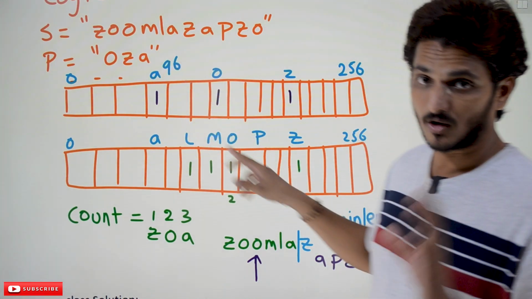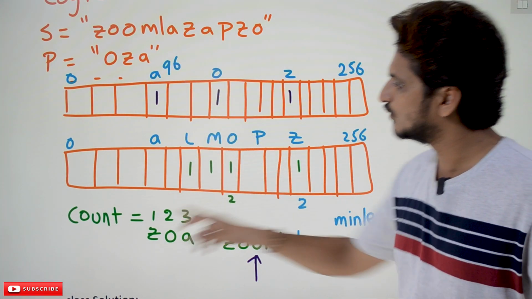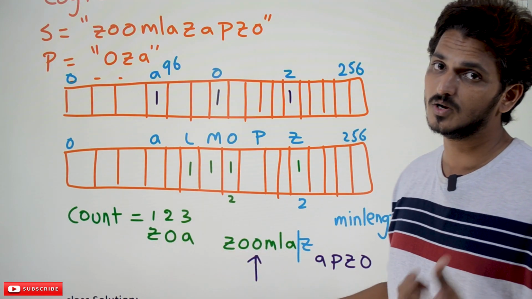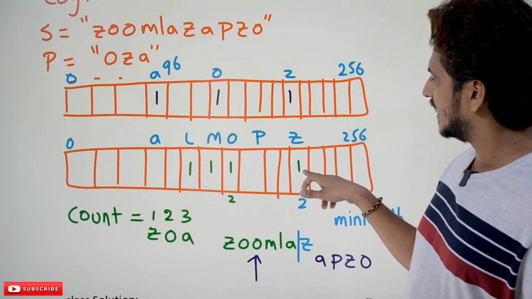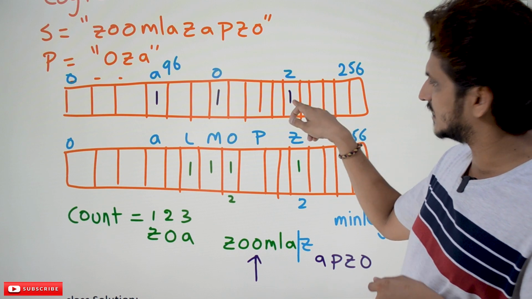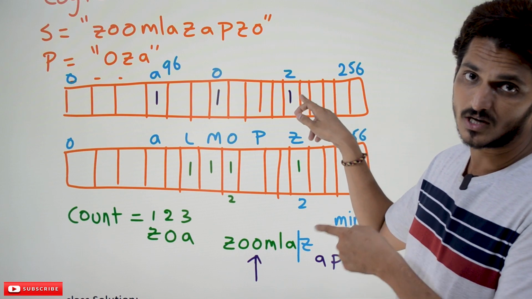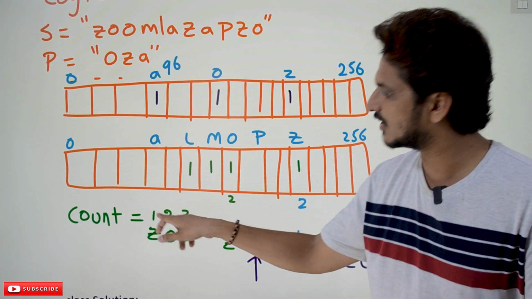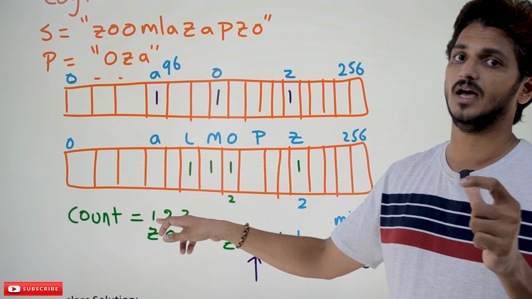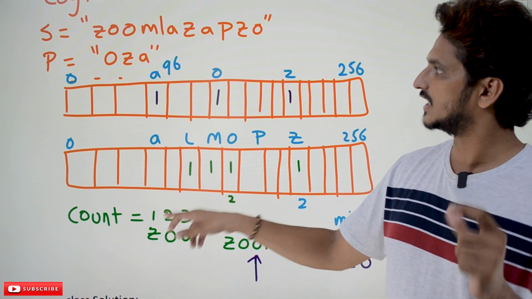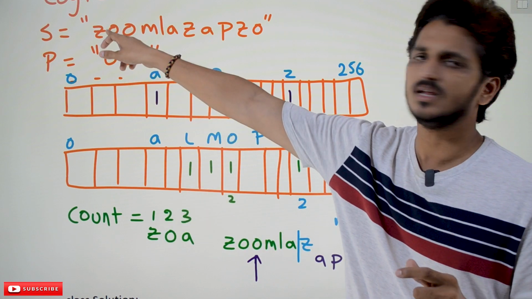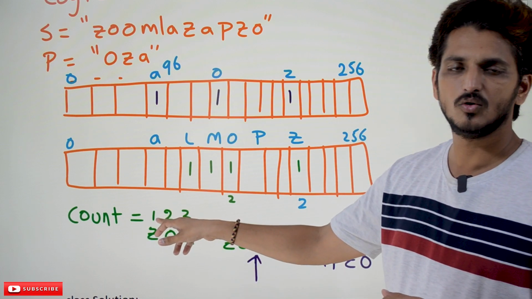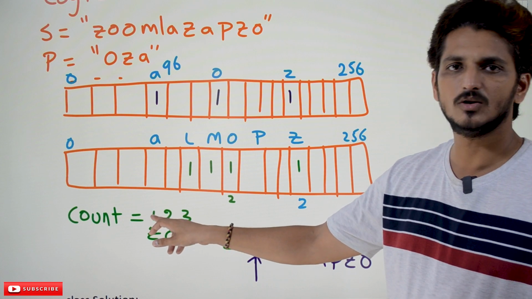Similarly, one more thing you have to maintain is a variable count. Why are we maintaining this variable count? Is Z present in P? Yes. How many times is it present in P? One time. This is the first time, so increment the count. We found the character Z of P in S, so that's why we are incrementing the count to 1. Whenever you find Z, increment to 1.